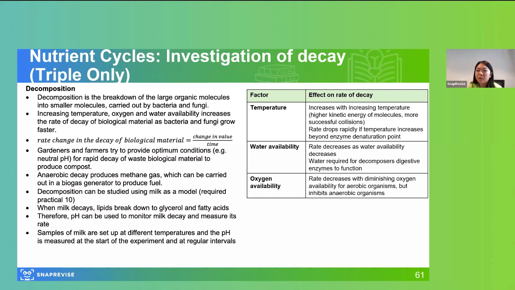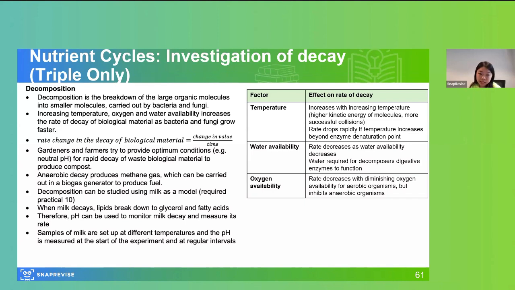The most common practical used for investigating decay is the milk experiment, when milk decays. This is very important to know. Milk has lipids in it, so fats. When milk decays, these lipids break down into glycerol and fatty acids, and because fatty acids are acids, they make the pH very low.